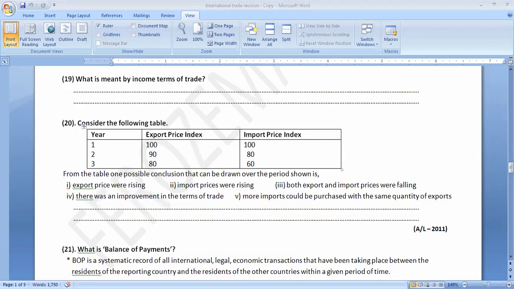First one, export prices were rising. So what happens to export prices? Falling. Therefore, first answer is wrong.